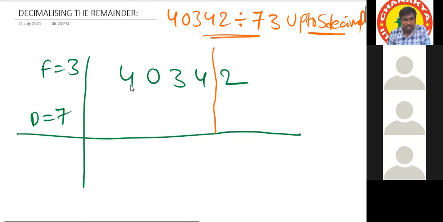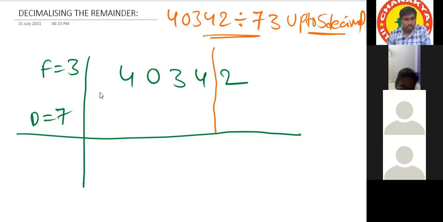First, 7 will not go in 4, that's why I'm considering 40. In 40, how many times will 7 go? 7 4s are 28. 7 5s are 35. 7 6s are 42, which is exceeding 40. That's why I'm taking 35. 5 times only. So 7 5s are 35.